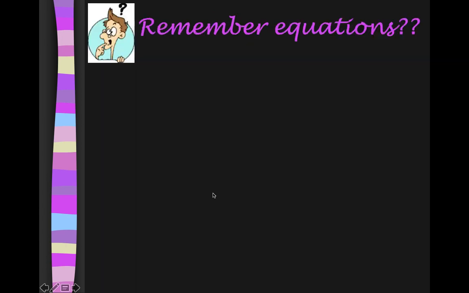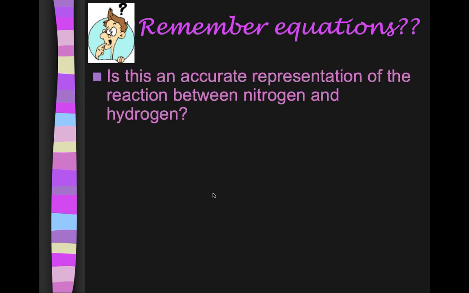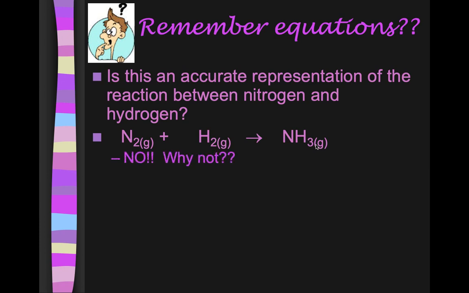So remember when we learned about equations? It was a couple of weeks ago. If I show you a reaction between nitrogen and hydrogen like this, I say N2, because nitrogen's a diatomic gas, plus H2 gas, because hydrogen's diatomic, produces NH3 gas. Is this an accurate representation of the reaction between nitrogen and hydrogen? Think about that. No, it's not. Why not? What's wrong with this?